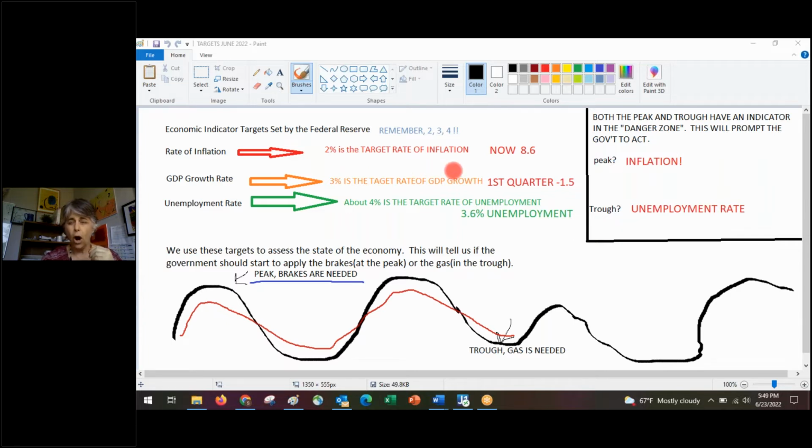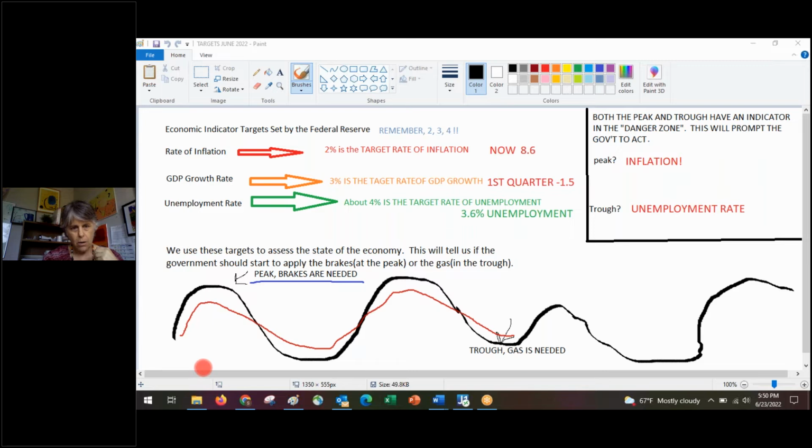Right now in our economy, hold on to your hat. Holy moly, we have 8.6. That's a really high level of inflation. I think the last time we had it this high was in 1981. That's the year I graduated from high school, a long time ago.